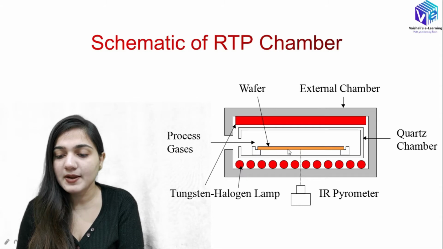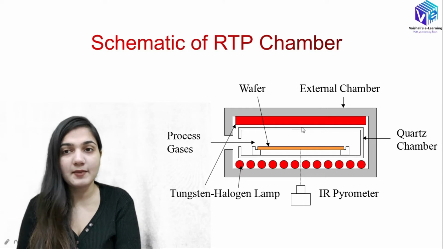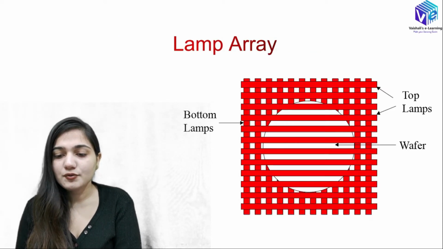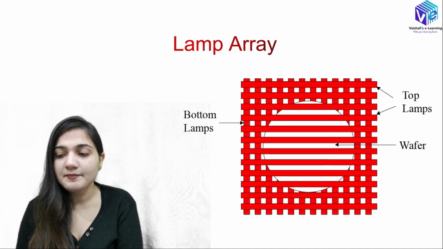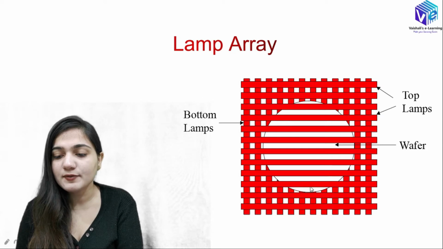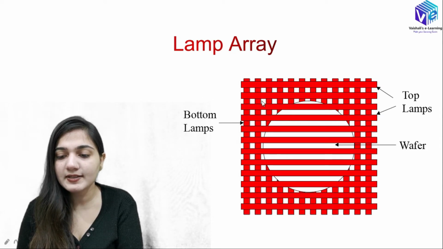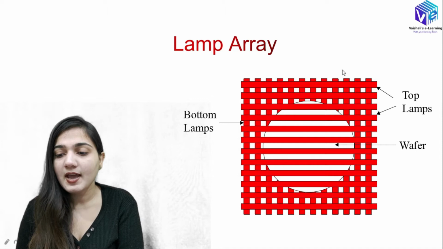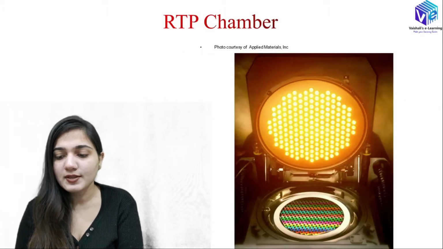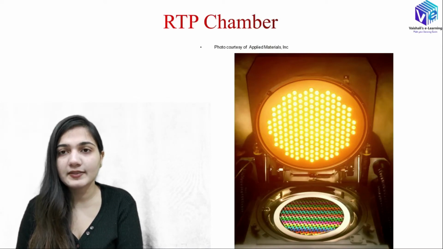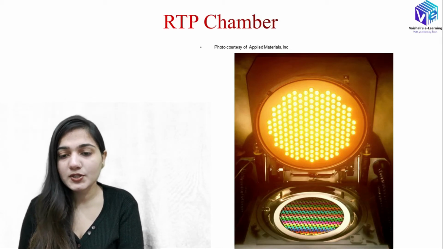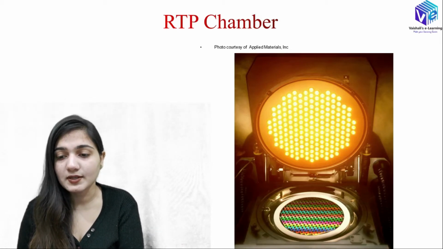My wafer would be placed over this system. This yellow part represents my wafer. You can see we have various arrays for the lamps. We have the bottom lamps and some top lamps over this wafer. This vertical part represents my bottom lamps and these horizontal red lines represent my top lamps. You can see the RTP chamber's picture over here, the actual picture and the actual scenario in which I will have the rapid thermal processing.